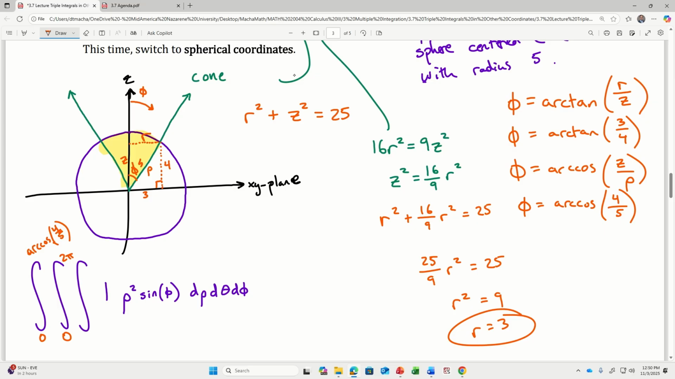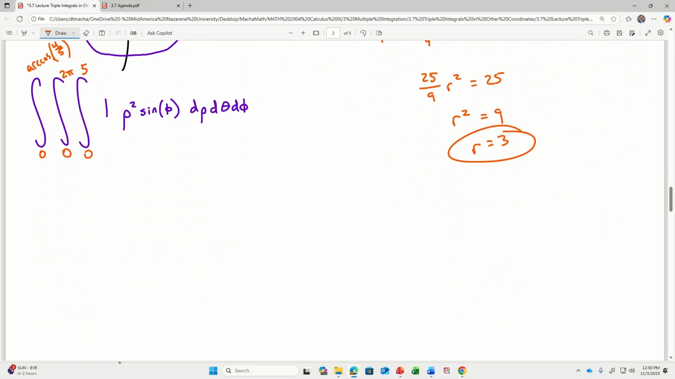Rho, what should be my lower bound on rho? Rho is the distance from the origin. 0 up to 5. Yeah, the upper bound on my distance from the origin for the solid is 5. Right? The lower bound is 0 and the upper bound is 5 to get the whole sphere. Sphere with radius 5. So hopefully this isn't going to be too bad when we integrate. And let's see what we get.